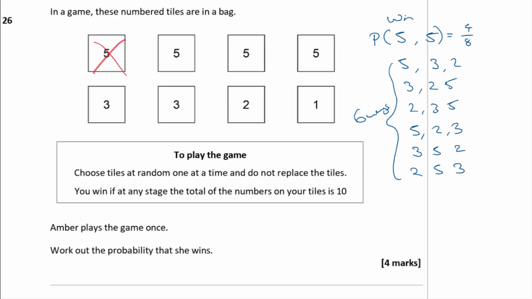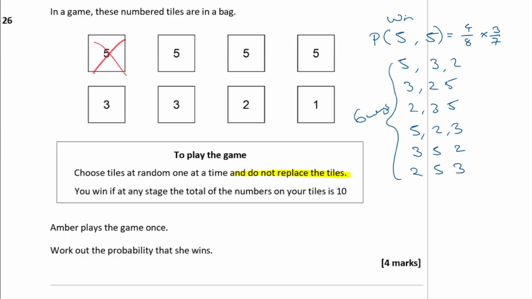Now let's assume she picks a 5 first go. What's the probability on the second selection that she picks that second 5? Well, she's only got 3 5s left to pick from, and there are only 7 tiles left, because we do not replace the tiles. So there's 1 less tile in the bag, and 1 less 5 in the bag. So for the second selection, it's 3 chances in 7.